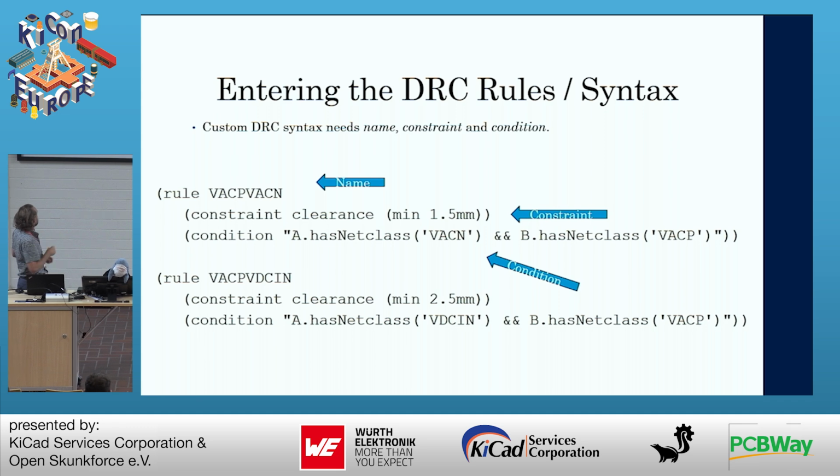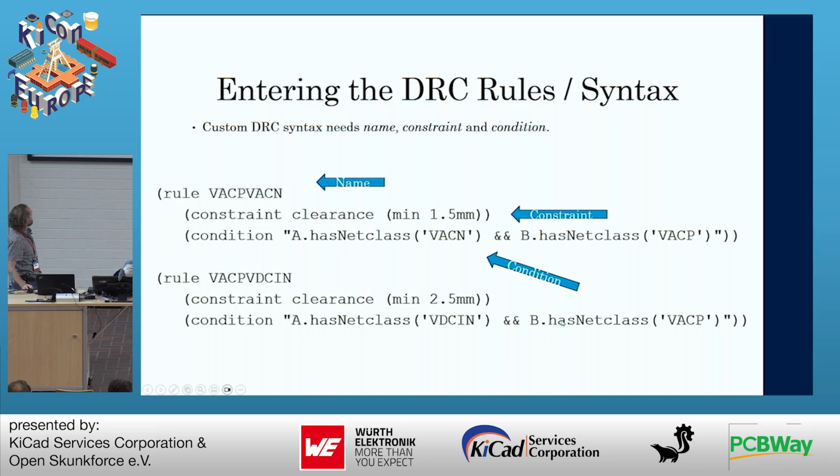So you go in there and look. BACN and BACP, those two net classes, their mutual clearance is 1.5 millimeters. So you type in 1.5 millimeters and you give it a name. There might be rules to the name, but basically you can choose whatever name you want to give that rule.